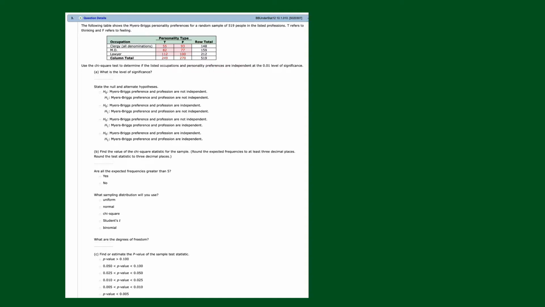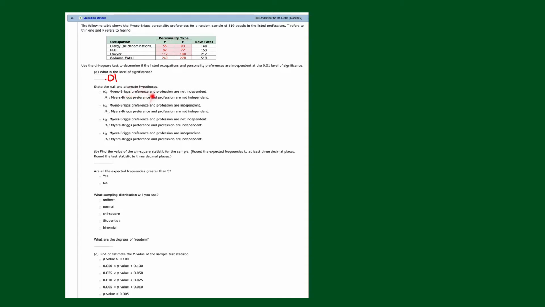So first up, what's the level of significance? I think we can't miss that one. That's 0.01. Now this part of the question asks for the null and alternate hypothesis. What we're testing here is that these occupations and these personality types are independent.